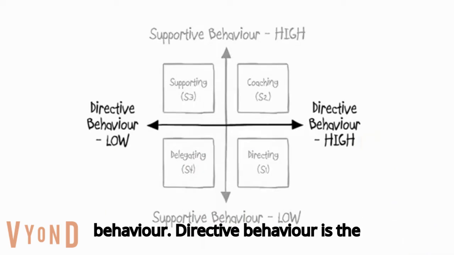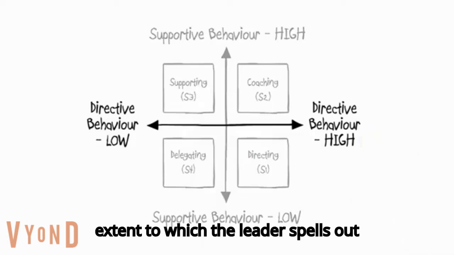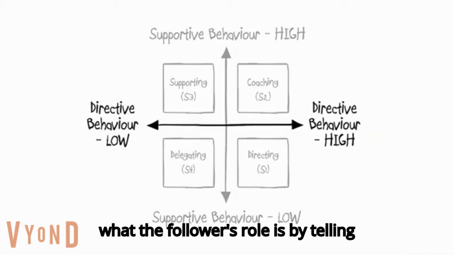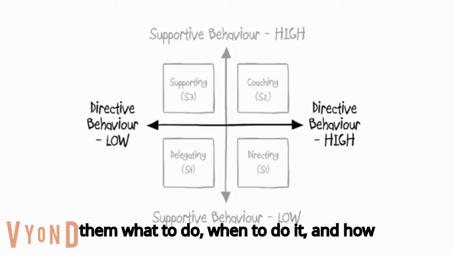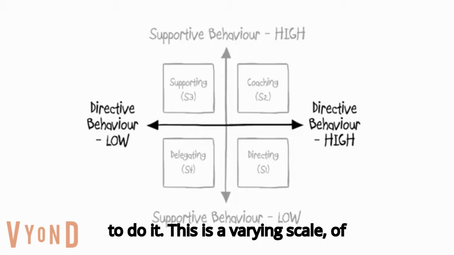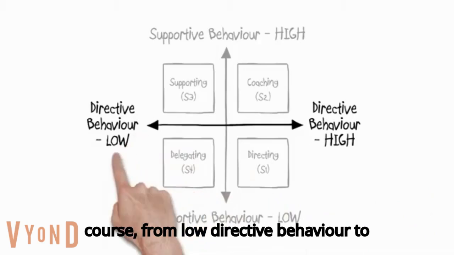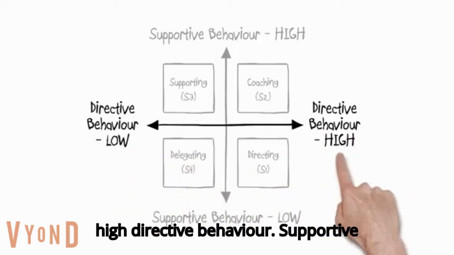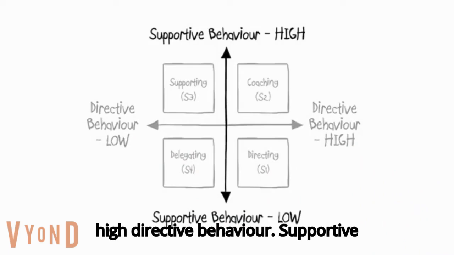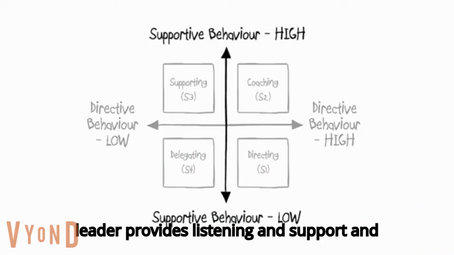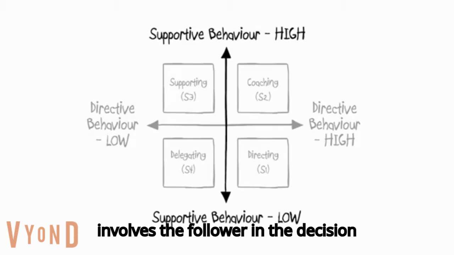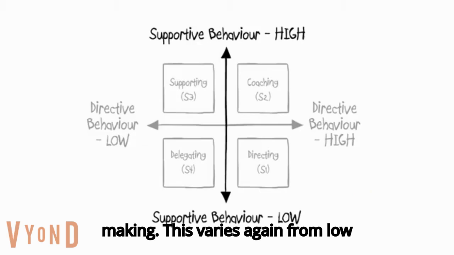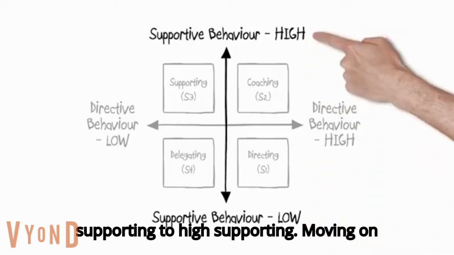Directive behavior is the extent to which the leader spells out what the follower's role is, by telling them what to do, when to do it, and how to do it. This is a varying scale, of course, from low directive behavior to high directive behavior. Supportive behavior is the extent to which the leader provides listening and support and involves the follower in the decision making. This varies again from low supporting to high supporting.